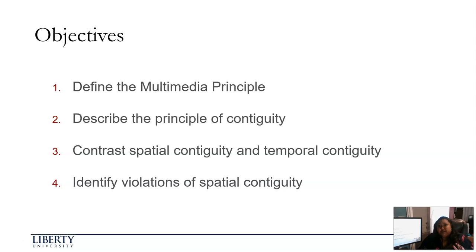So our objectives for this video are to define the multimedia principle, describe the principles of contiguity, contrast spatial contiguity and temporal contiguity, and identify violations of spatial contiguity. By the end of this video, I think you're going to be able to achieve all of these things.